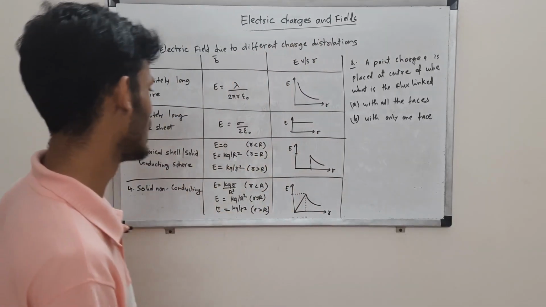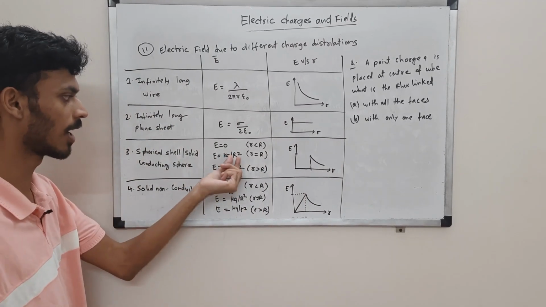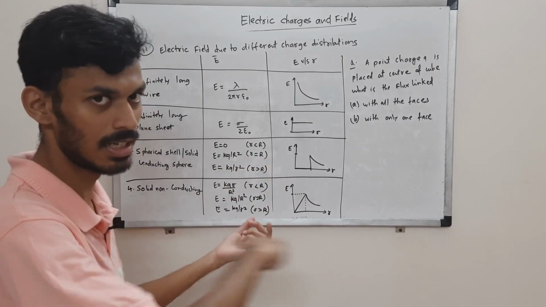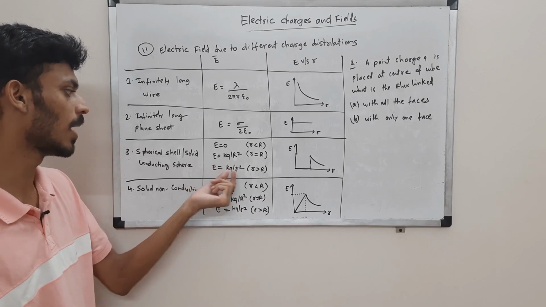That is the idea over here. Then on the surface we'll find it to be kq by r square. Here capital R is the radius, small r is the distance. And E outside the sphere is kq by r square.